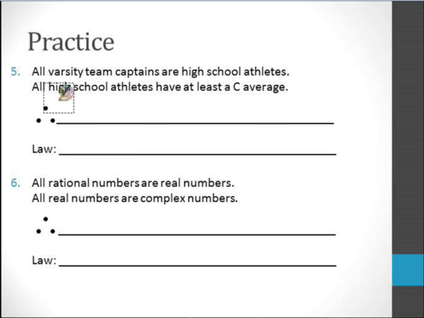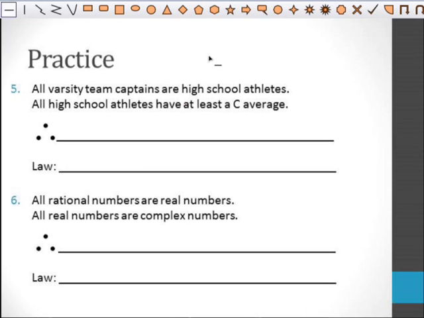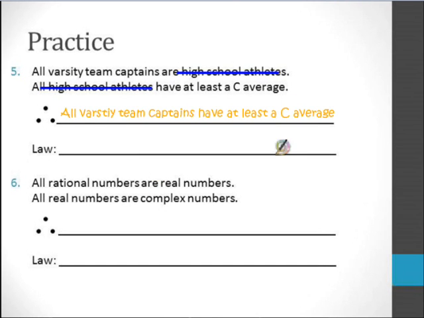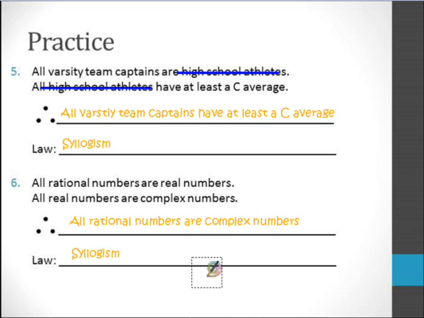All right, let's check our answers. I see all and all. I know that's not if and if, but this should have seemed like syllogism to you because of the part that repeats. High school athletes, high school athletes. That part repeats. That's a dead giveaway for syllogism. All varsity team captains have at least a C average. Same thing on number 6. Dead giveaway for syllogism because we had the repeating part. All rational numbers are complex numbers.